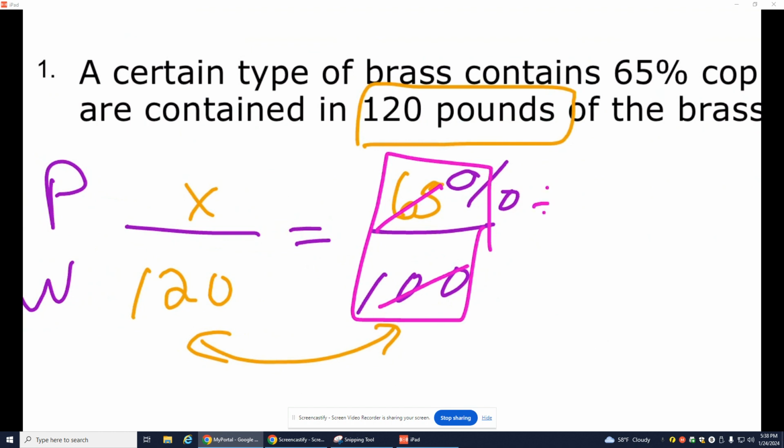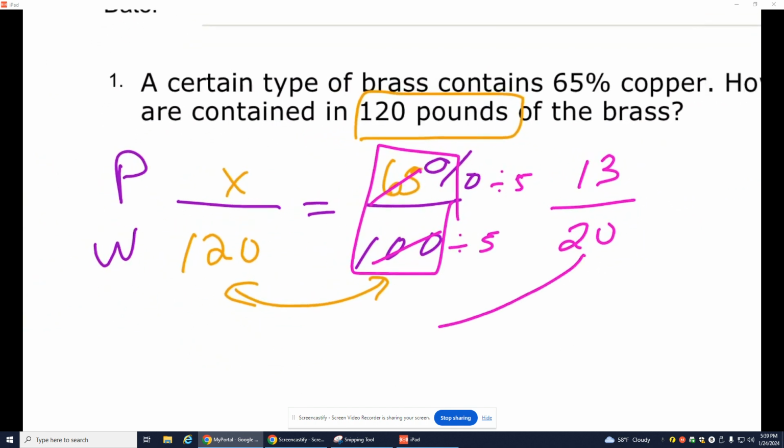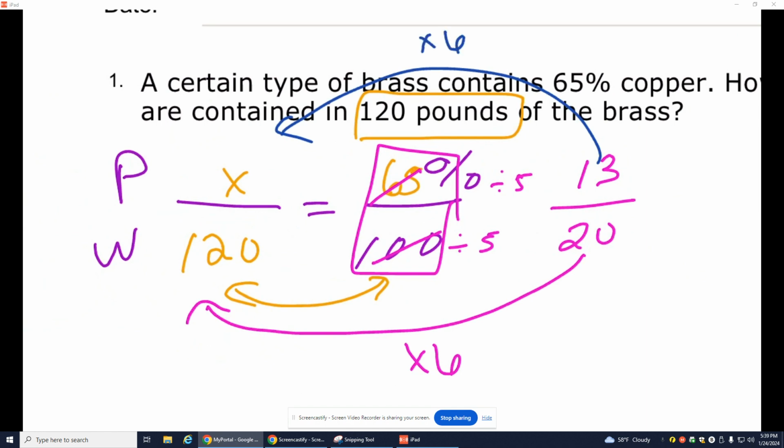65 divided by 5 turns into 13, and 100 divided by 5 is equal to 20. So now I can see a relationship between 20 and 120. I'm looking for a scale factor: what am I multiplying 20 by to get to 120? That is times 6. The same thing happens to my 13: I have to do 13 times 6.